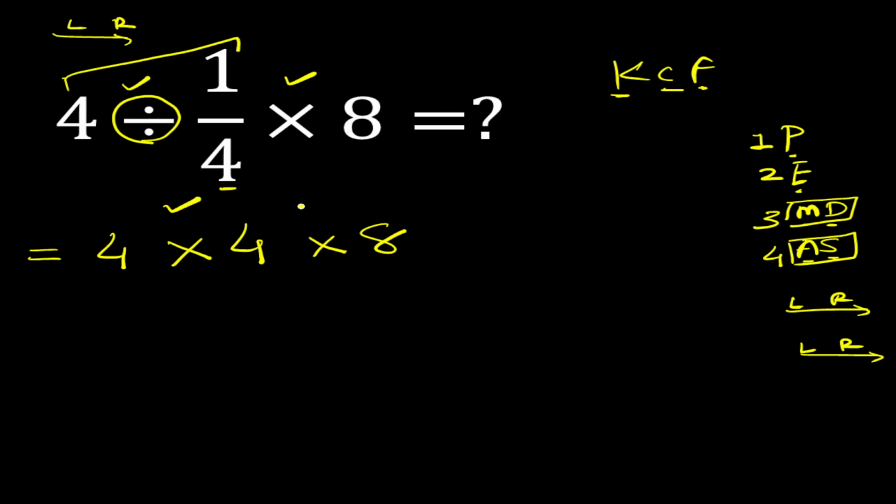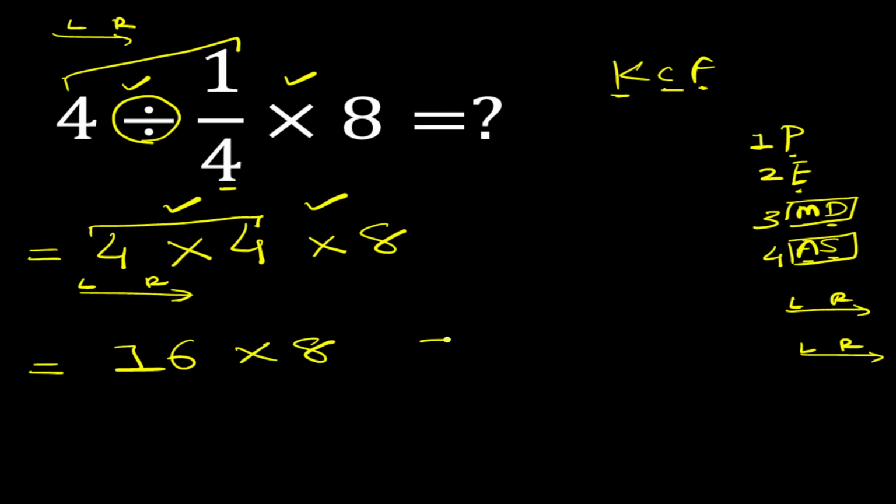So now here we have multiplication and here we have multiplication. Both have equal priority, so we have to solve it from left to right. So 4 times 4 is equal to 16. Right? So 16 times 8. Now 16 times 8: 8 times 6 is equal to 48, so here is 8, 4 carry. 8 times 1 is 8, 8 plus 4 is equal to 12. So 128 is the correct answer, right?